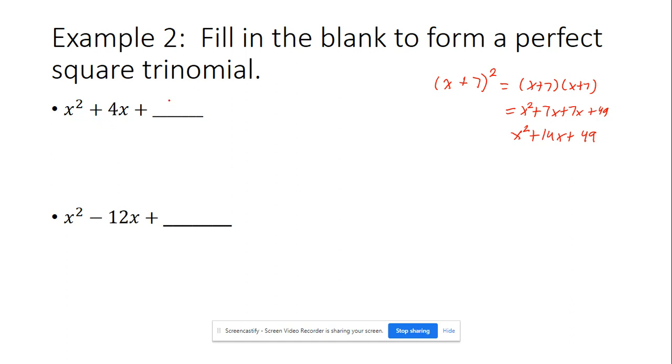Okay, but I want to figure out what number I need to put here in order for this to be a perfect square trinomial. Following the pattern, half of 4 is 2. 2 squared is 4.